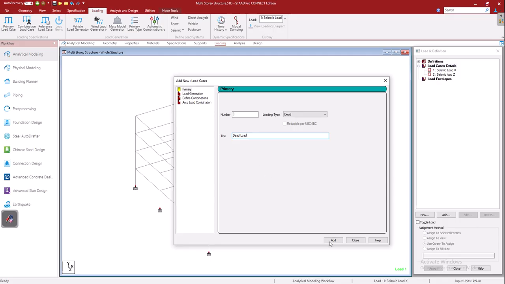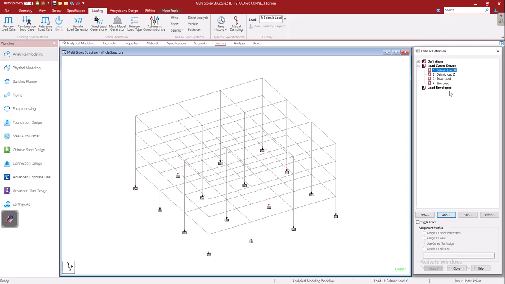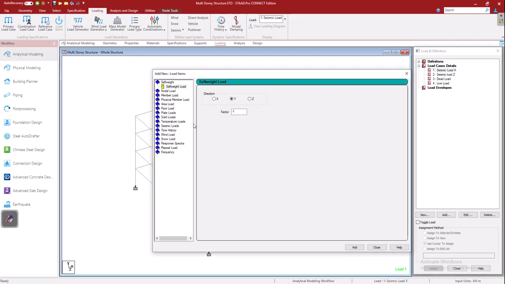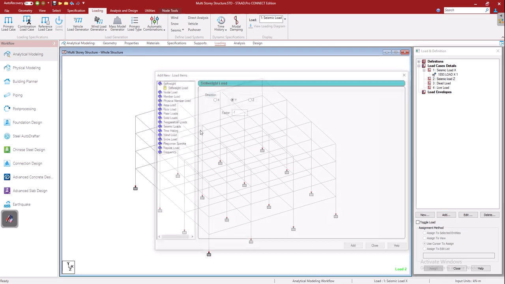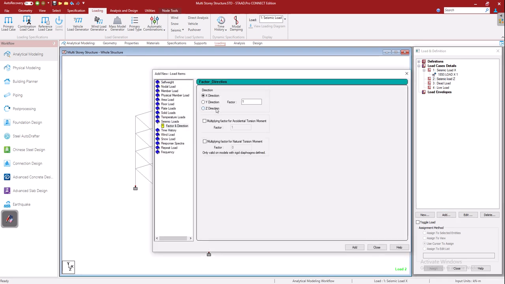After that I am going for this dead load, and later I am going for live load. Alright, and then I will close it. So in seismic direction, in the X direction I am going to add it. If I consider seismic load in X direction, the factor is 1, I am going to select that. In seismic Z direction I will select the Z direction and then add.